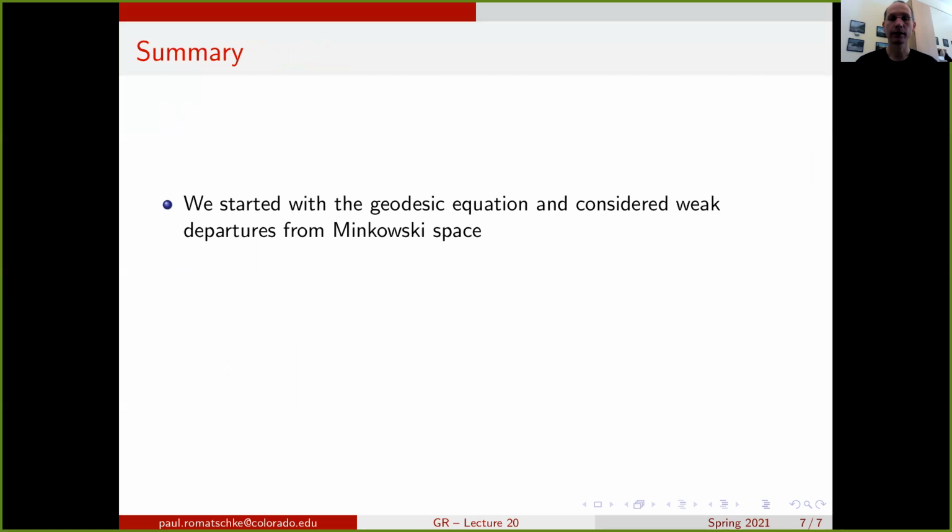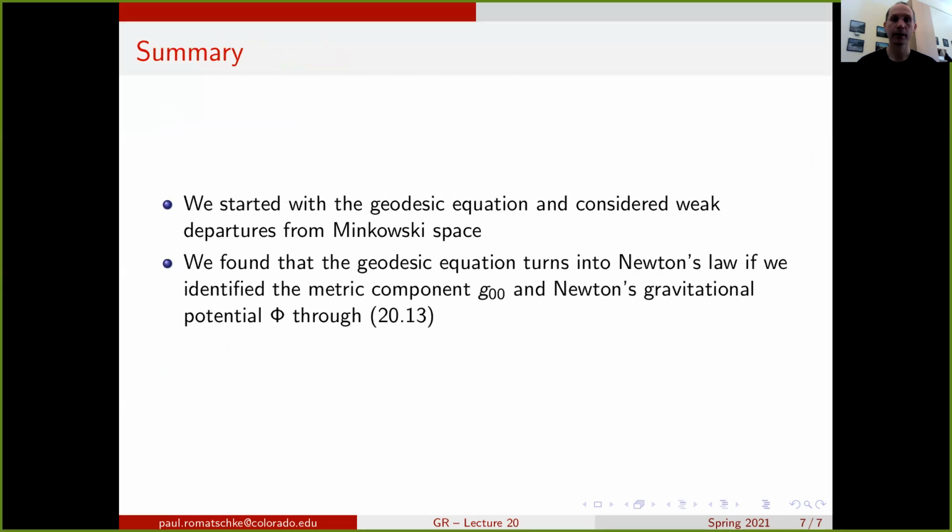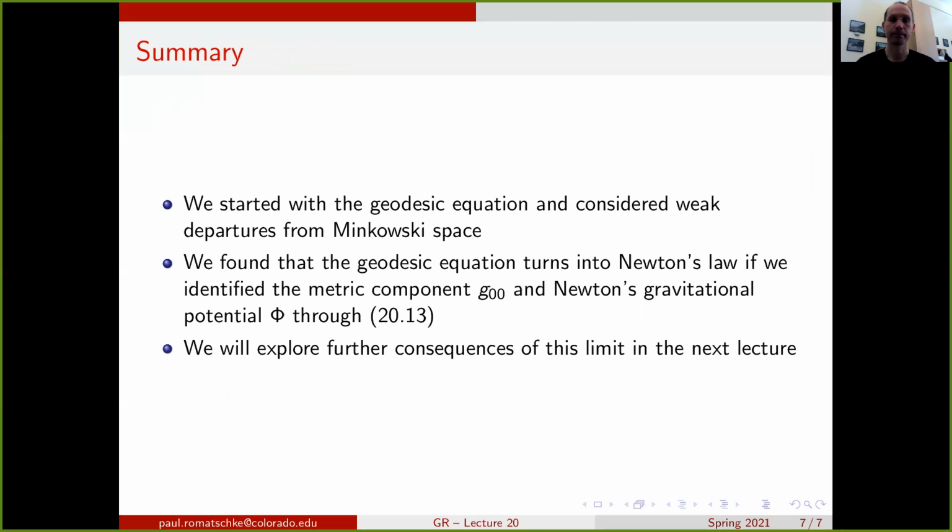This already summarizes this lecture. So we started out with the geodesic equations, and we considered weak departures from Minkowski space. We found that the geodesic equation turned into Newton's law if we identified the metric component g00 and Newton's gravitational potential through this equation that we had on the last slide. That is already half the information we need to make the connections between the field equations we have been talking about in the last lectures and a generalization of Newton's law of gravity. And we'll explore those consequences in the next lecture.